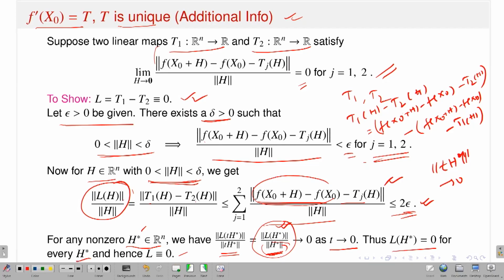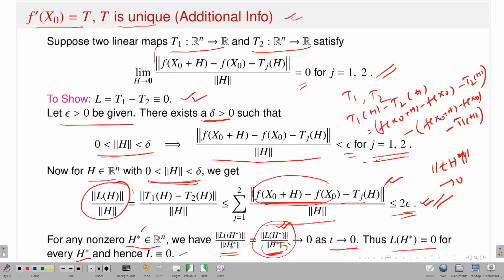L is 0 means what? I have to show that the linear transformation is 0. That means I have to show that the action of L on any vector is 0. To show that, first we will have this estimate: whatever vector H I take in Rn, if the norm of H is strictly less than delta, then norm of LH divided by norm of H is less than epsilon. That's the first thing you have to conclude. Now if norm of H goes to 0, then norm of LH by norm of H also goes to 0. That's the property you have to use.